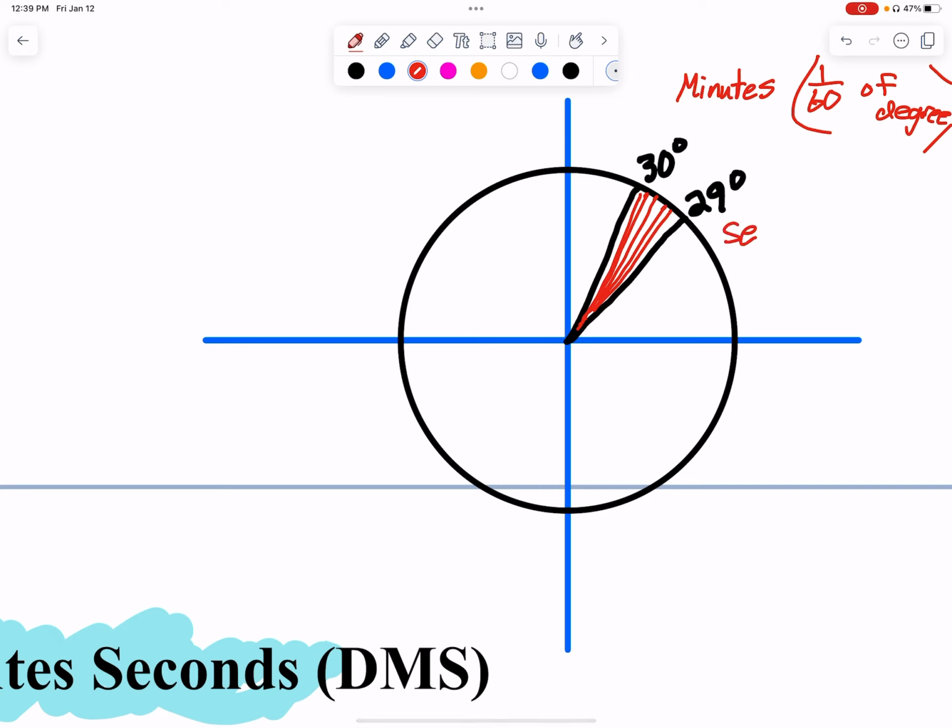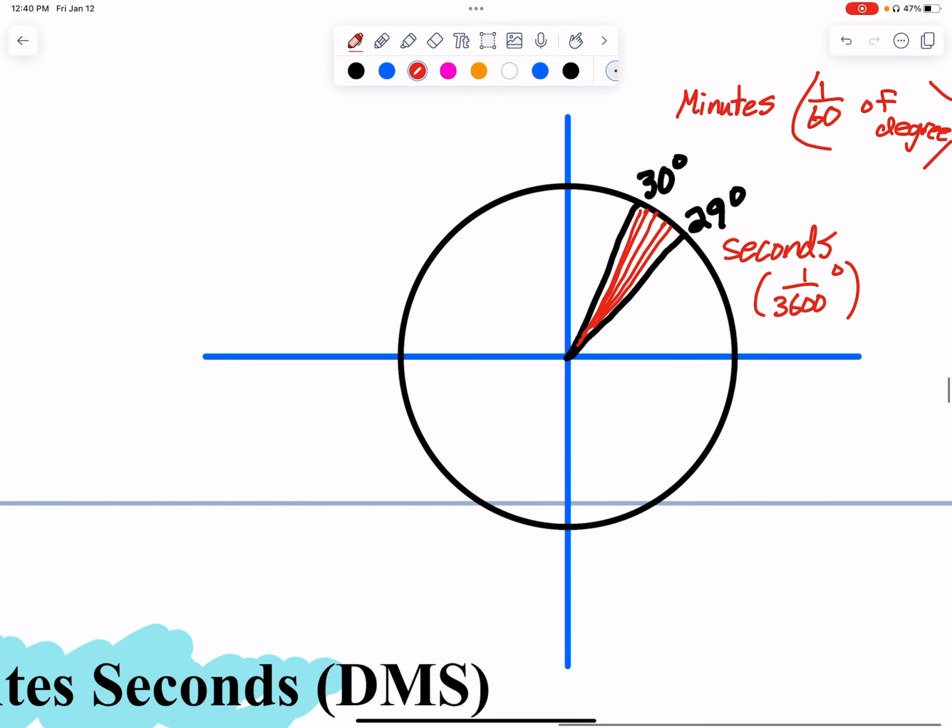Now, when we go to seconds, we take each one, like the minute, and we break it down into 60 in between. So this is actually 1/3,600th of a degree. So it's a way for us to be even more precise with our degrees.